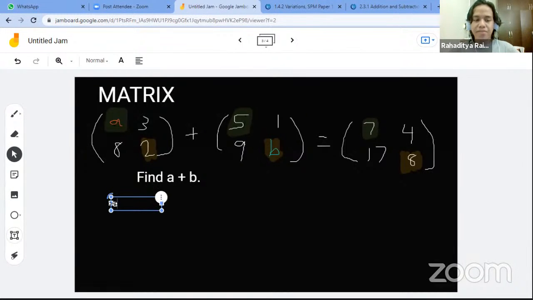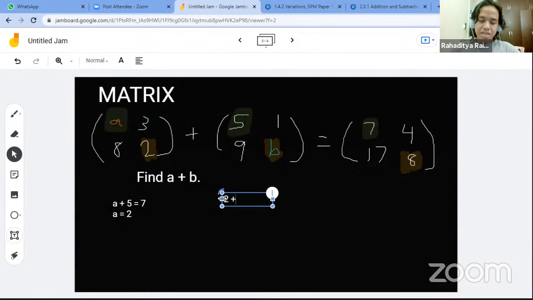So in this case, you have A plus 5 is equal to 7, so your A is equal to 2. And your next one is 2 plus B is equal to 8, and B is equal to 6.